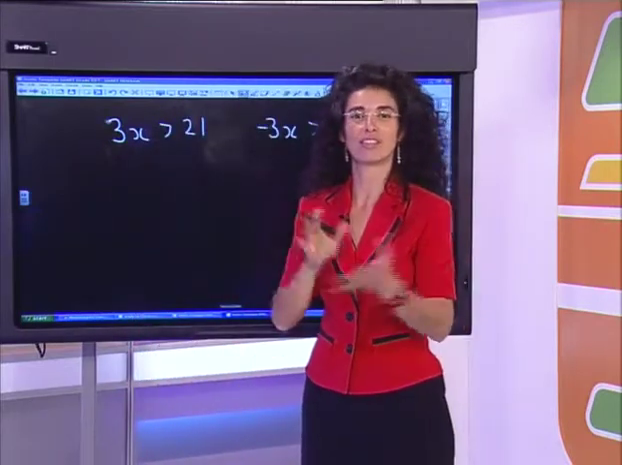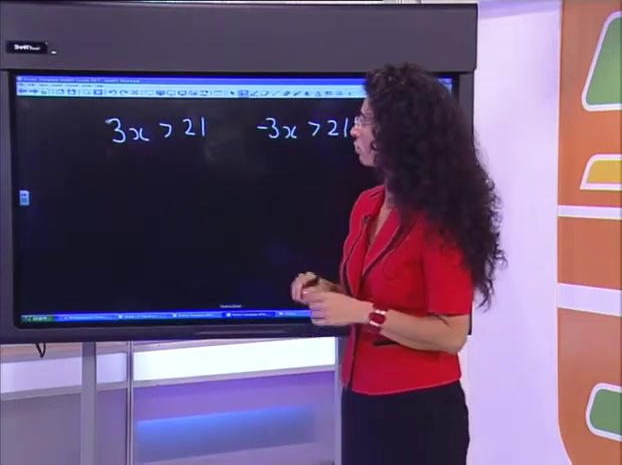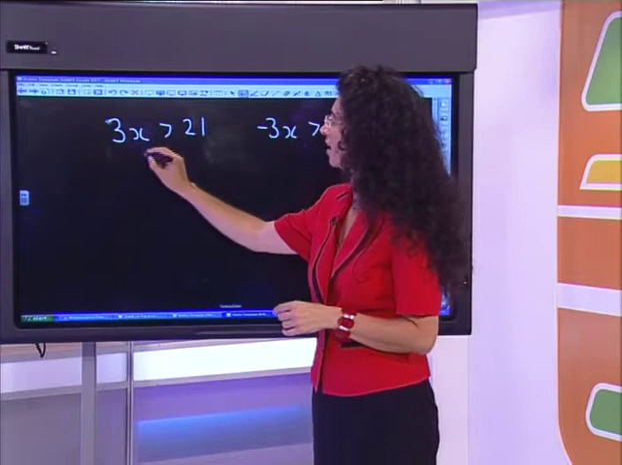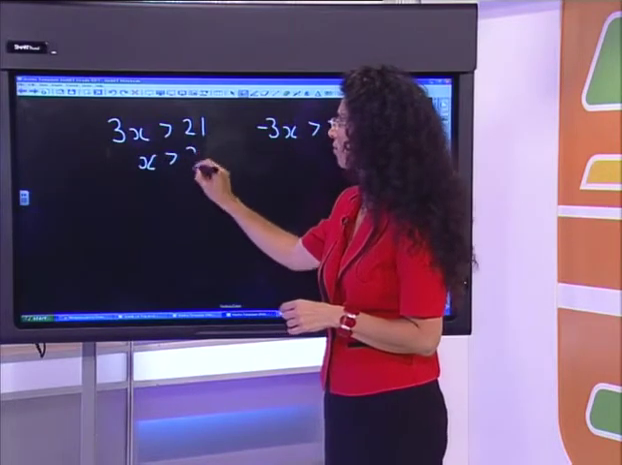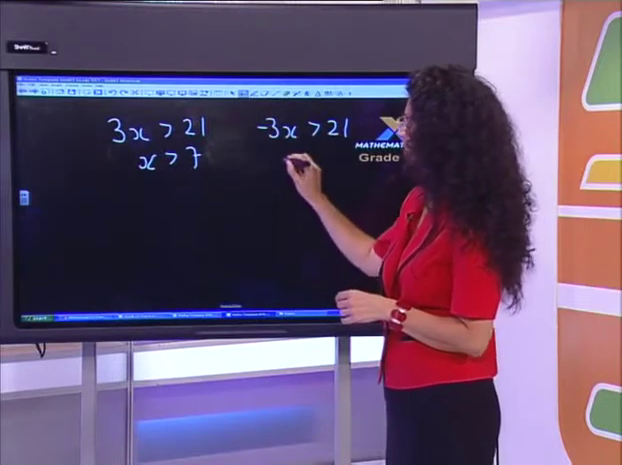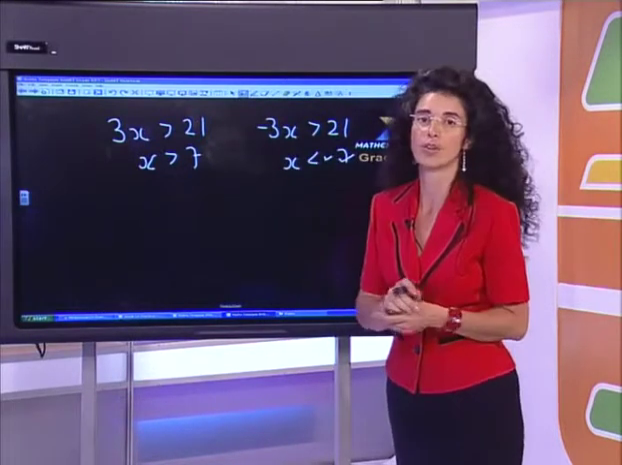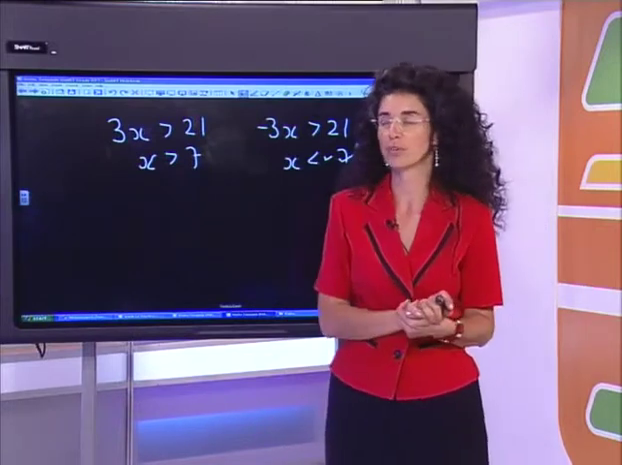Let's just go over what we did a little while back. We said 3x is greater than 21, how to solve for x. X is greater than 7, no problems, no reversal of inequality. However, when a coefficient is negative, we're going to have to reverse the inequality in order to make that statement true. So that's what we did before the break.